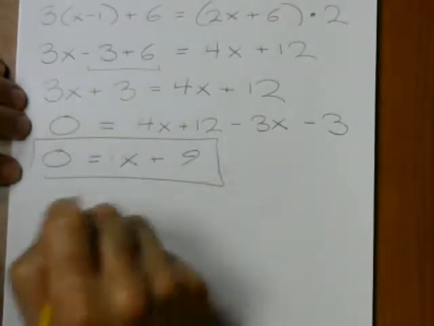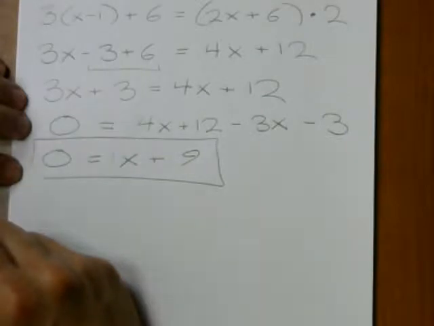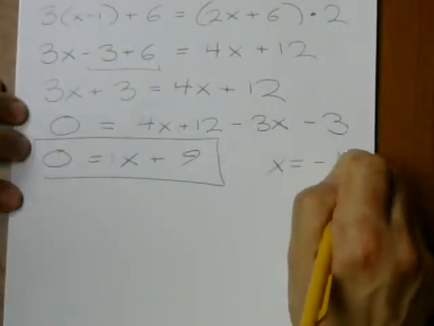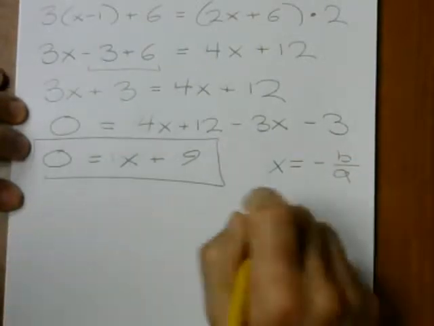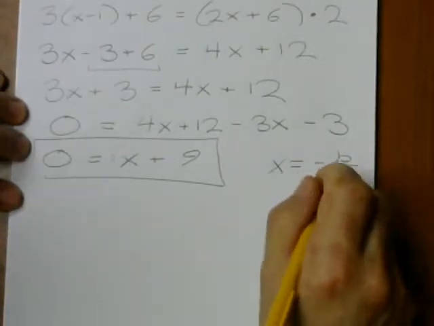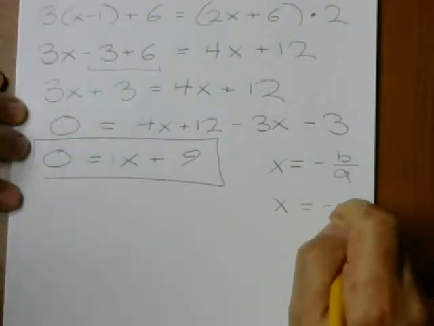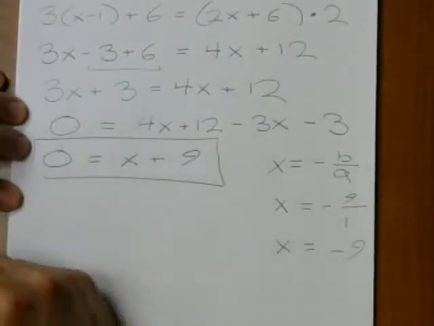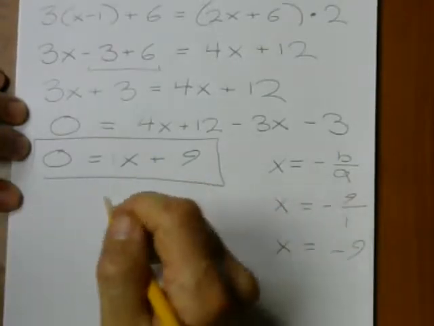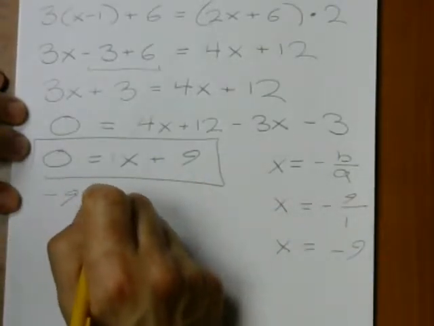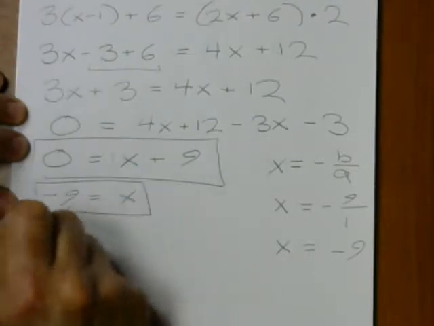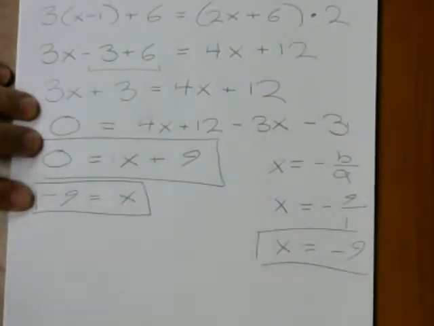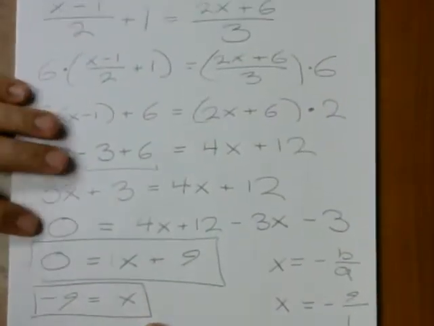My a would be 1, my b would be 9. And I could solve this just using x equals negative b over a. In this case, a is 1, b is 9. That tells me x is negative 9 over 1, or x is negative 9. Or at this point, I imagine most of you would want to subtract 9 from both sides, because that gives me negative 9 equals x. Either way works.